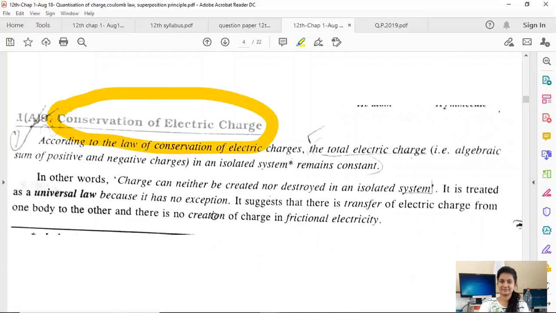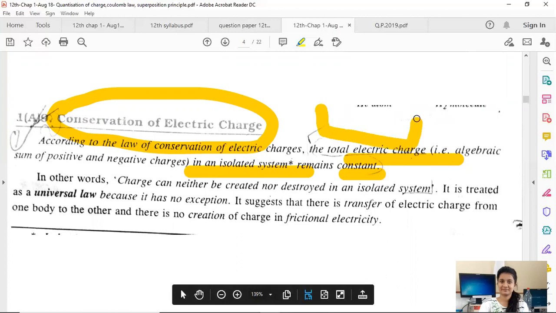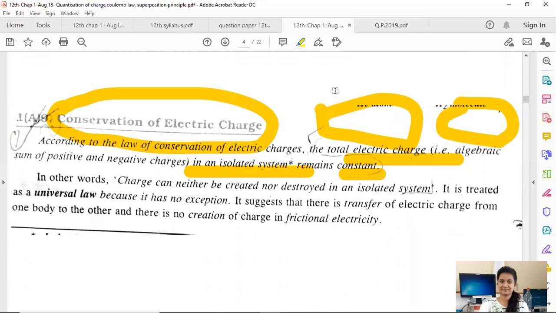Now let's come to conservation of electric charge. According to this law, the total electric charge in an isolated system remains constant. That is, charge can neither be created nor be destroyed. You have read a number of examples. In the last numerical, you have seen a polythene piece and wool. The electrons transferred from this wool to this polythene piece. So this will acquire the plus e charge and this polythene piece has minus e charge.